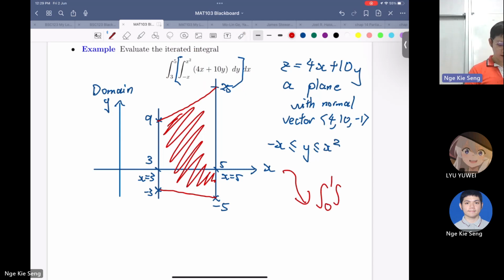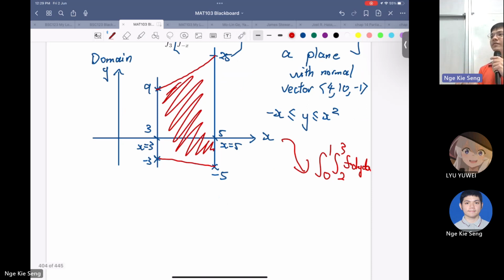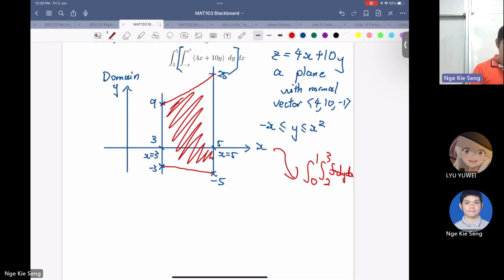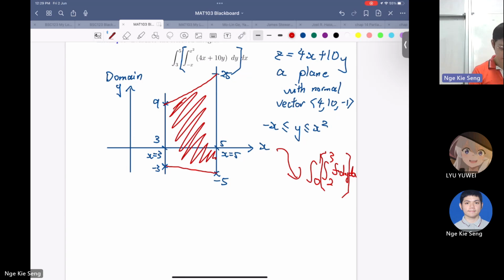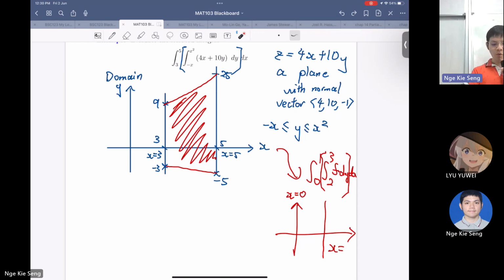Let's compare to what we have just now. Let's say we have 0 to 1 and then 2 to 3 of some function of dy dx. We can apply the same analysis here, because these are just constant functions. Let's look at dx first. We are integrating from x equals 0 to x equals 1. But for y, we are integrating from 2 to x, meaning y equals 2, y equals x. But this value doesn't change no matter what number you get from 0 to 1. So for every x, you get this straight line. That's why you get the rectangle.